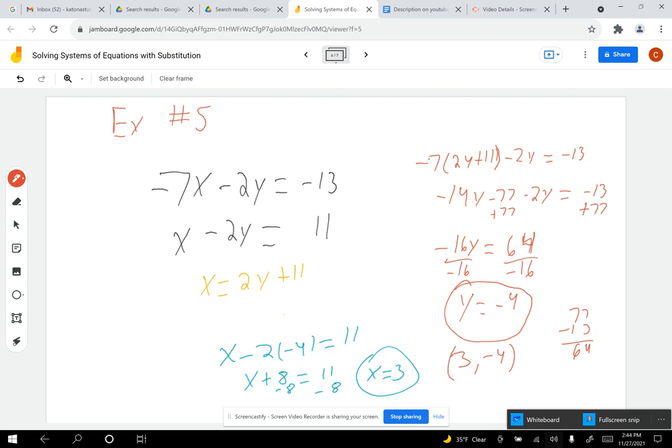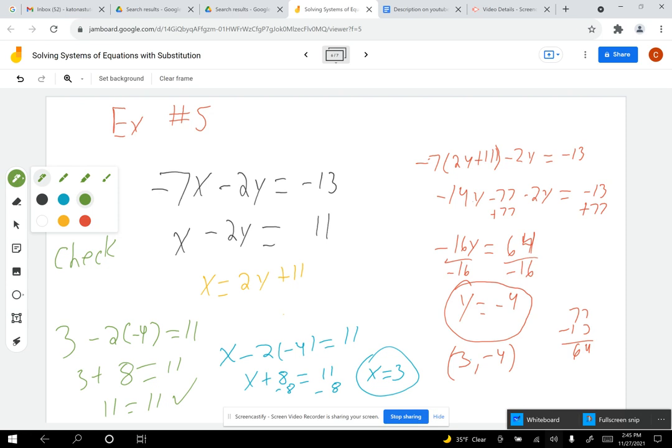Now let's plug that answer in as a check. Let's use green for check. So we'll plug it into the bottom equation. 3 minus 2 times negative 4 equals 11. Negative 2 times negative 4 is 8, plus 3 equals 11. 11 equals 11. So our answer is, in fact, (3, negative 4).